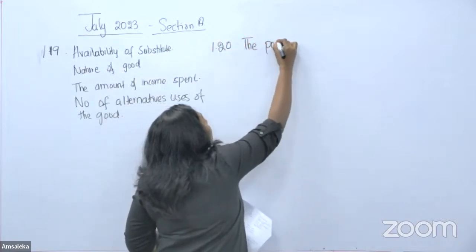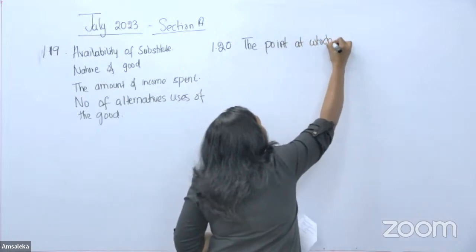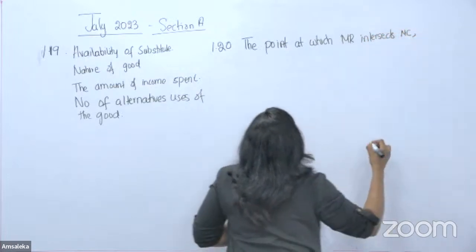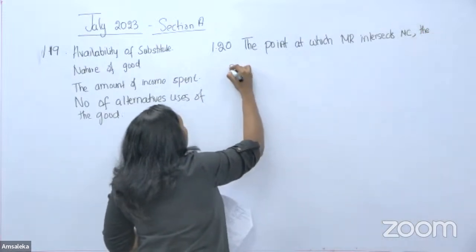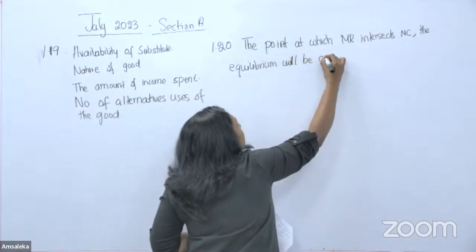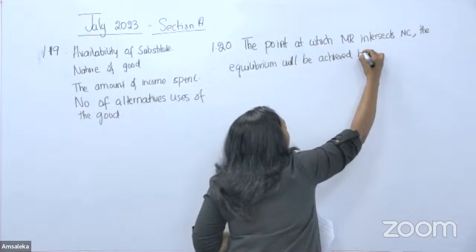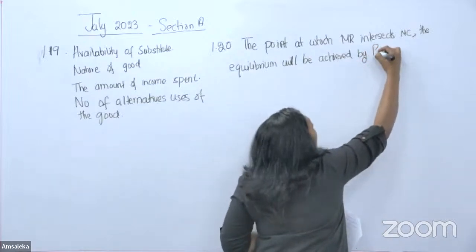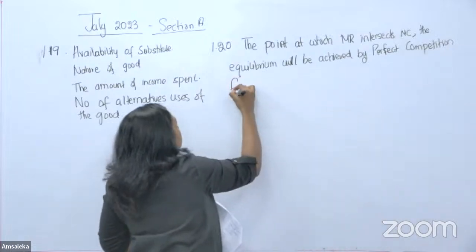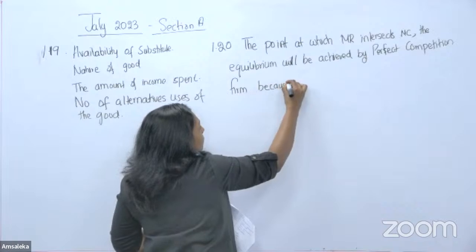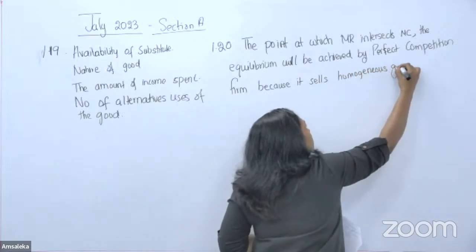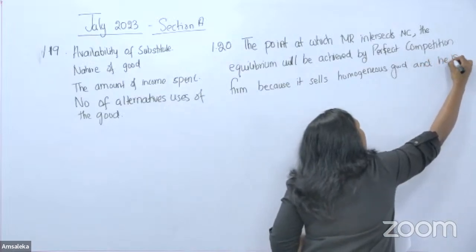The point at which MR intersects MC, the equilibrium will be achieved by a perfect competition firm because it sells homogeneous good and he is a price taker.